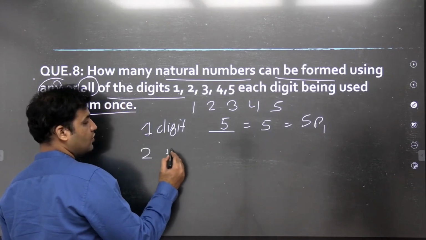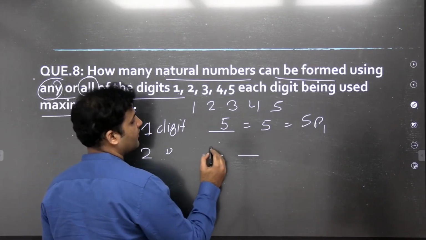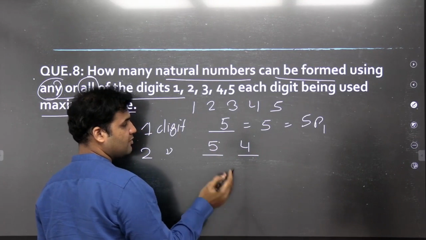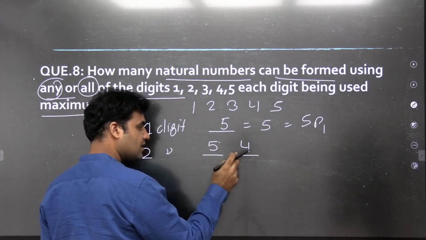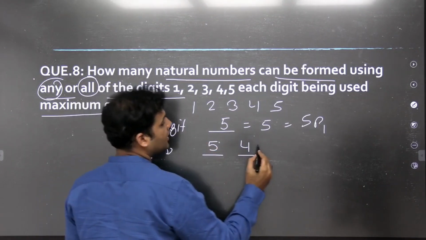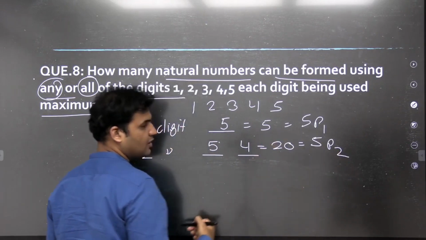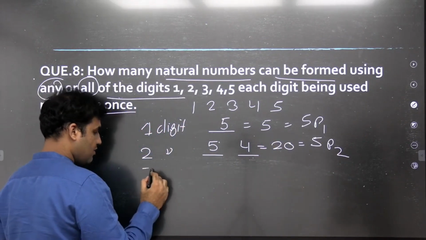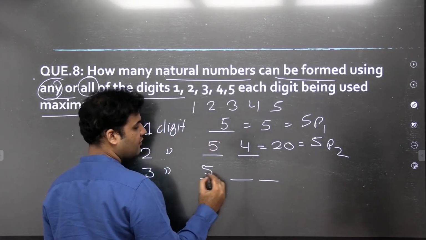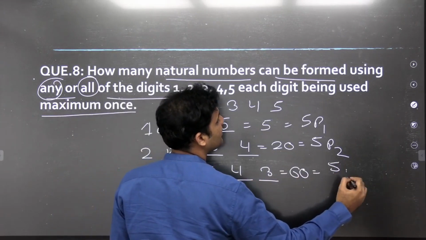I can also make a 2 digit number, guys. For a 2 digit number, the first place can be filled in 5 ways, the second place in 4 ways, right? Because a digit cannot be used twice. Once a digit is placed over here, the same digit cannot be used for the second position. So this is 20 ways, which is the same as 5P2, guys. You could have used that formula of 5P2 also. I can make a 3 digit number also. For a 3 digit number, the first place can be filled in 5 ways, then 4 ways and 3 ways. Total number of ways is 60, which is the same as 5P3.